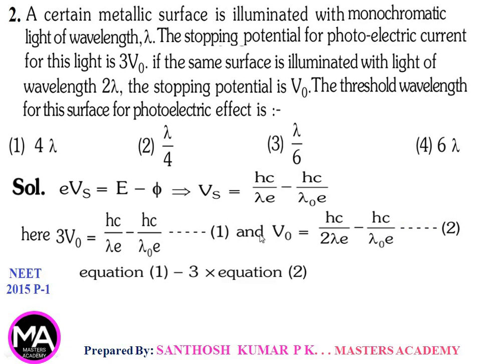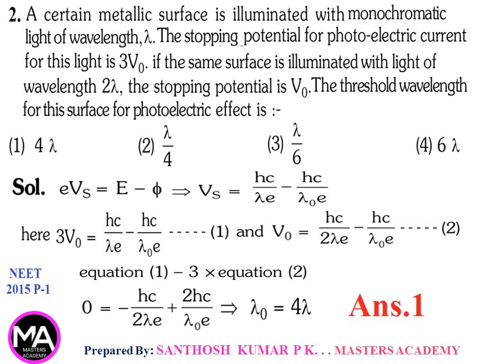Now, on solving these two equations, equation 1 minus 3 into equation 2, that is 3V0 minus 3 into V0, the left-hand side will be 0. And on the right, hc by lambda e minus 3hc by 2 lambda e gives minus 1 by 2 into hc by lambda e, plus this term minus hc by lambda naught e, minus into minus gives plus, that is 2hc by lambda naught into e. Therefore, lambda naught is equal to 4 lambda. So the option is the first one, 4 lambda.